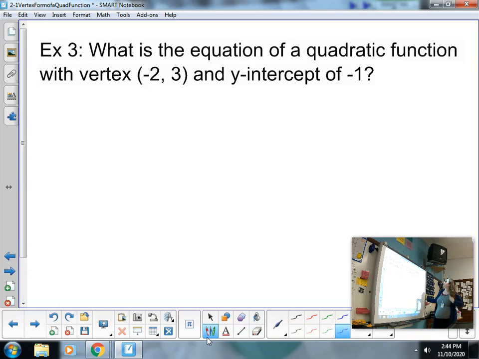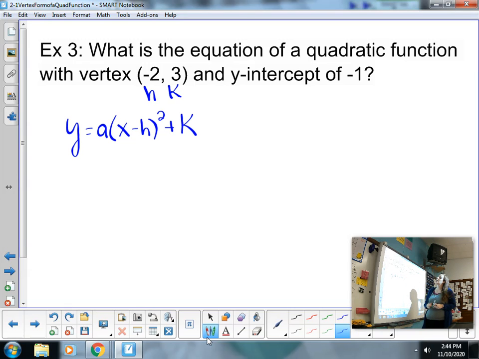So in this particular example, we want to know the equation of a quadratic function if we know it has a vertex of (-2, 3) and some y-intercept of -1. Well, if you recall, a vertex is your (h, k) value. So if I'm looking at an equation in vertex form, that's y equals a times (x minus h) squared plus k. To get the equation, I need to know numbers for a, for h, and for k. Well, I know my h is -2 and my k is going to be 3. The a is what's going to pose the problem there.